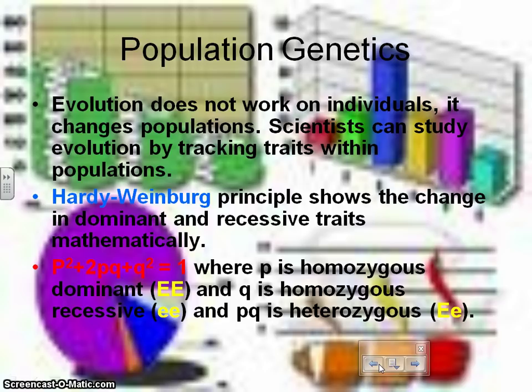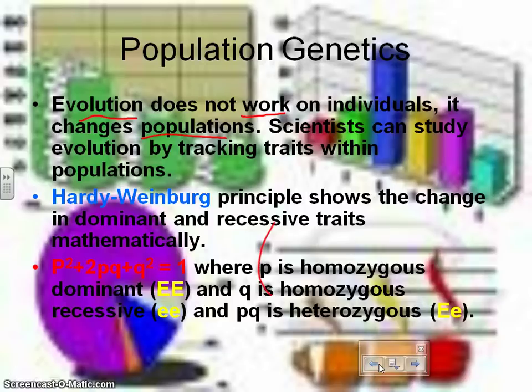Population genetics. This slide is kind of overwhelming. I want you to understand that there's only a couple things we need to know out of this. What I want you to understand out of population genetics is the fact that evolution works on populations. It does not work on individuals. Okay? Evolution works on populations. What I've underlined are the key things you need to write down. That's it, out of all this.